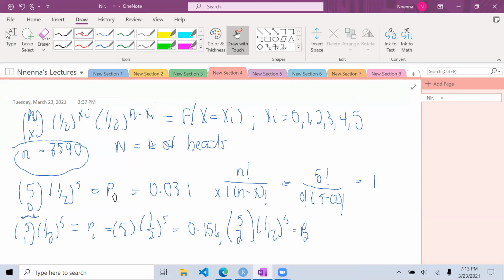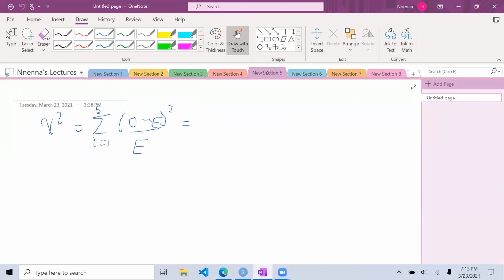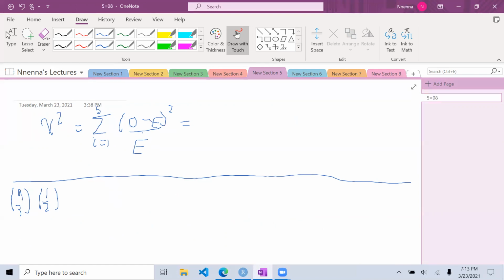Let me put this in red so you can see where all the probabilities we're working towards are. 5 choose 2 is going to yield 10, so we have 10 times 1/2 to the 5. You can see where I'm going with this. I'm going to end up creating an expected count by multiplying the total outcomes, which is 3,590, by each of the probabilities, because if you multiply the probability by the total number of trials, that should be your expected frequency.